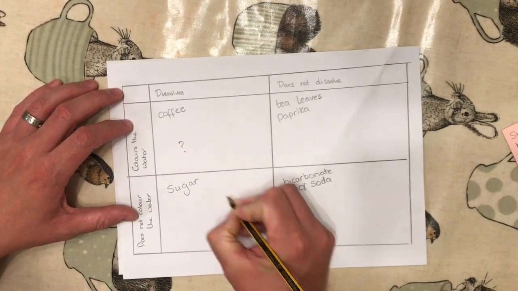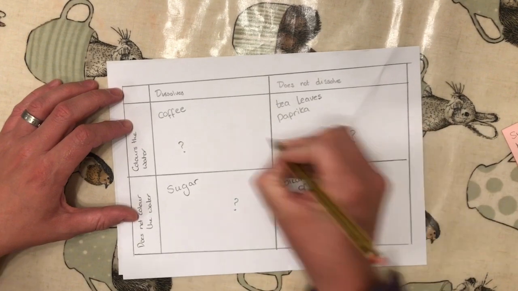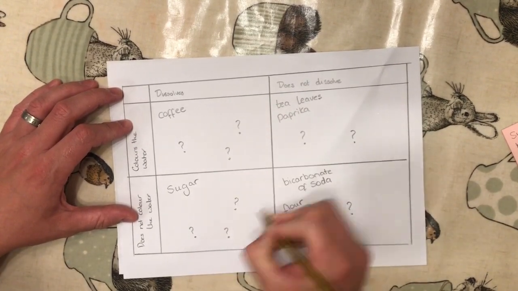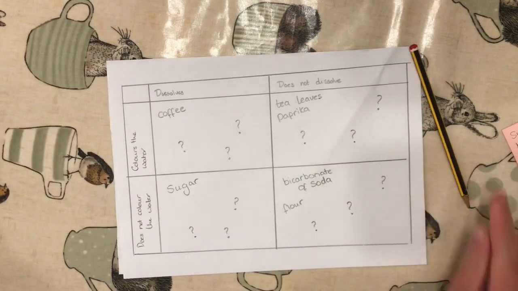So, as you can see, this is the start of an experiment to be able to map out some of our results. And you might want to take this further by finding some other things that either dissolve or colour the water and being able to add them into your Carroll diagram.